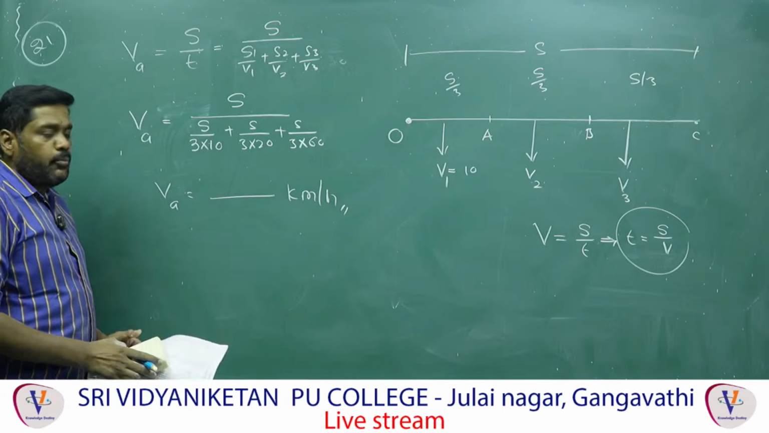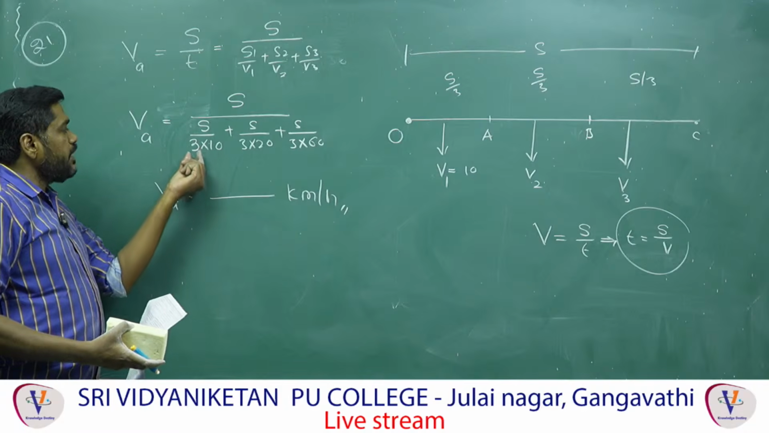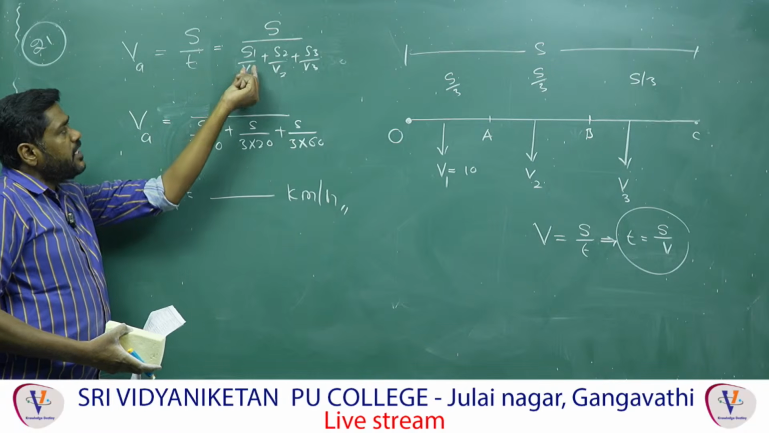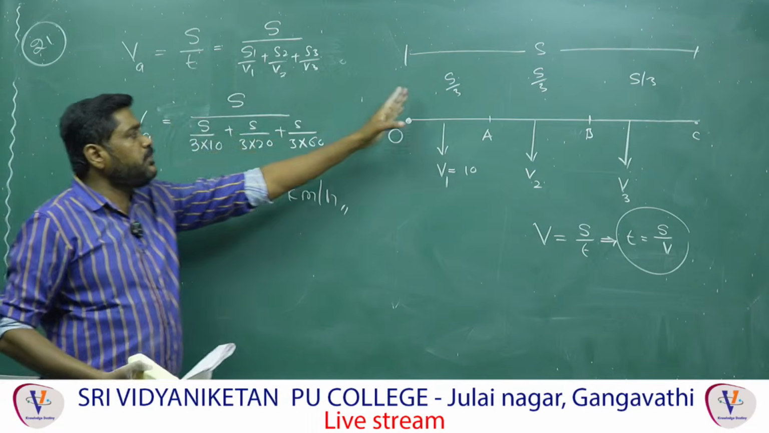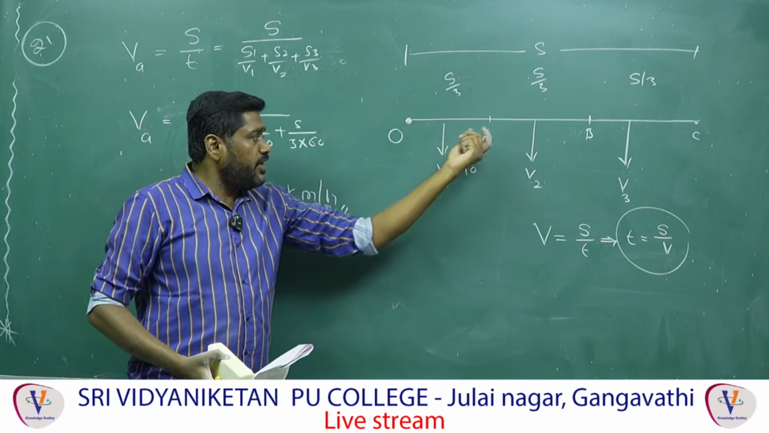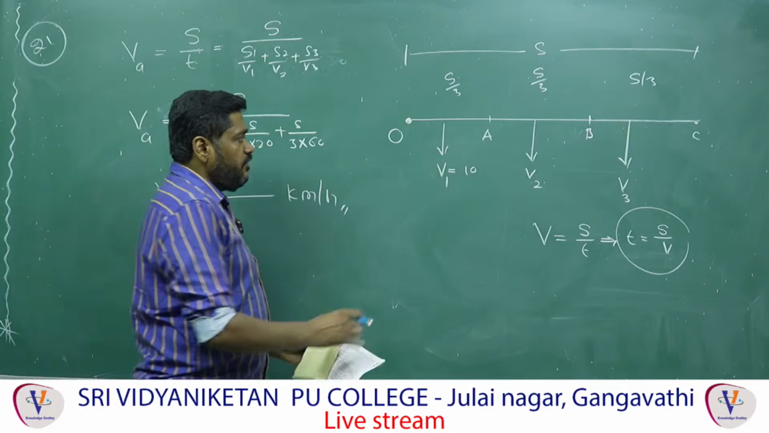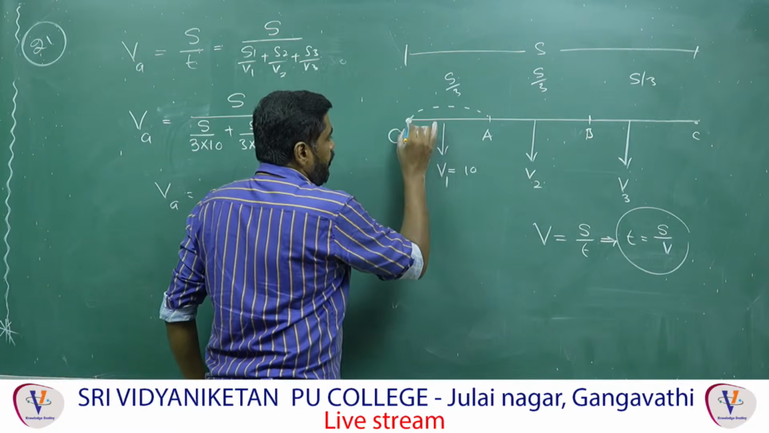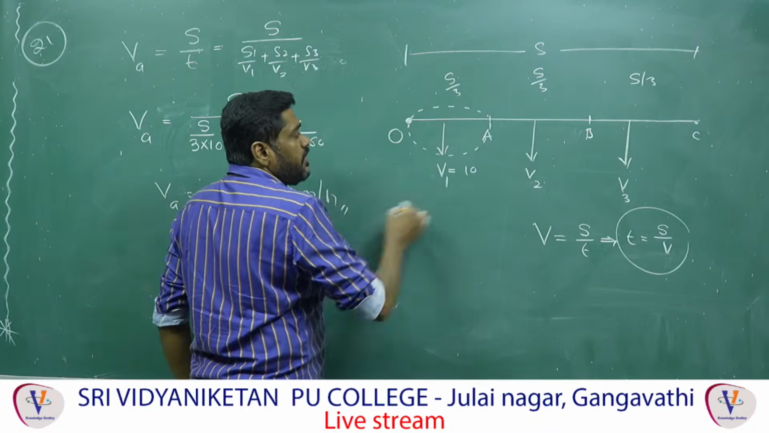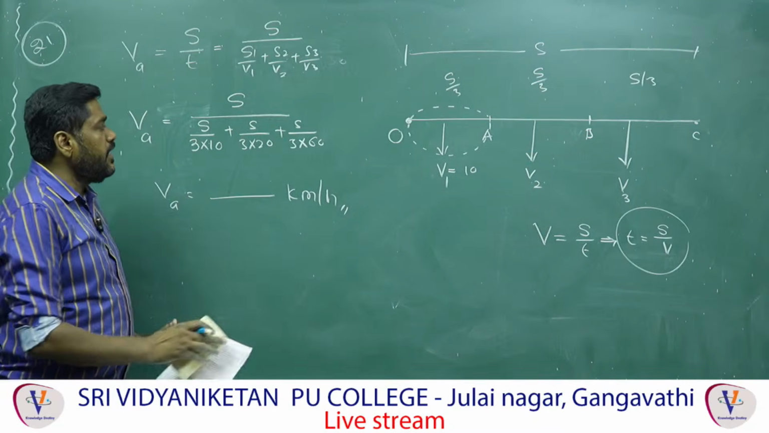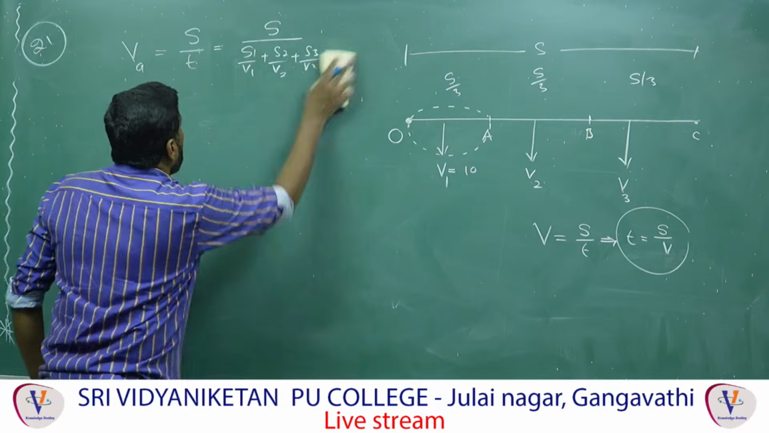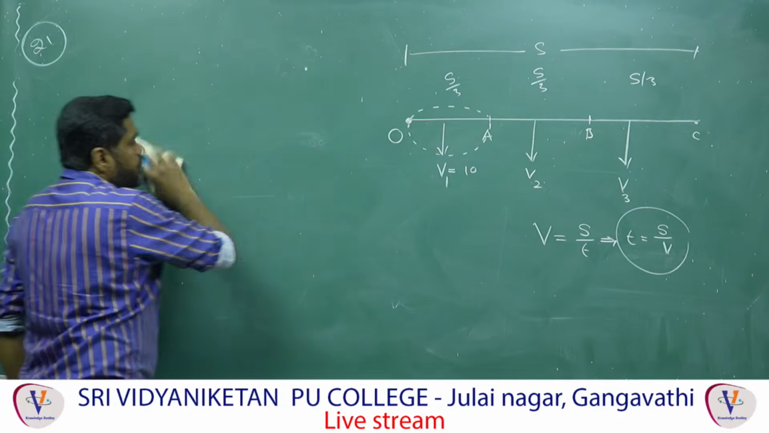I hope you may solve it. Here it is total displacement by total time. Total displacement we have taken as S only, and for each part we have to find the time: for the first part t1, for the second part t2, and so on. Substitute there and simplify it, and you will get the answer for that question. Next.